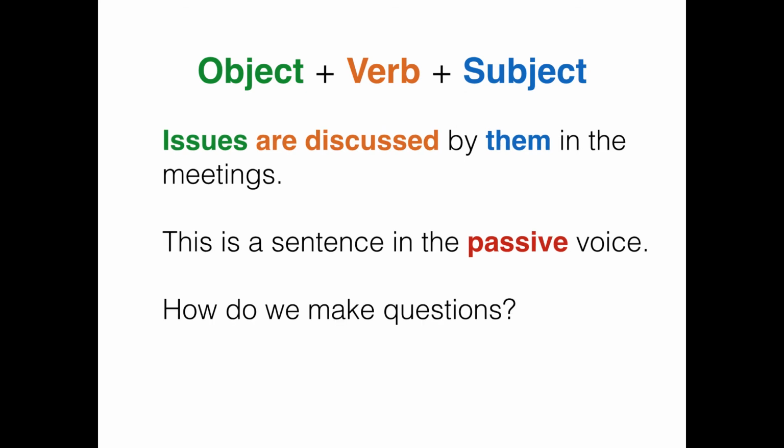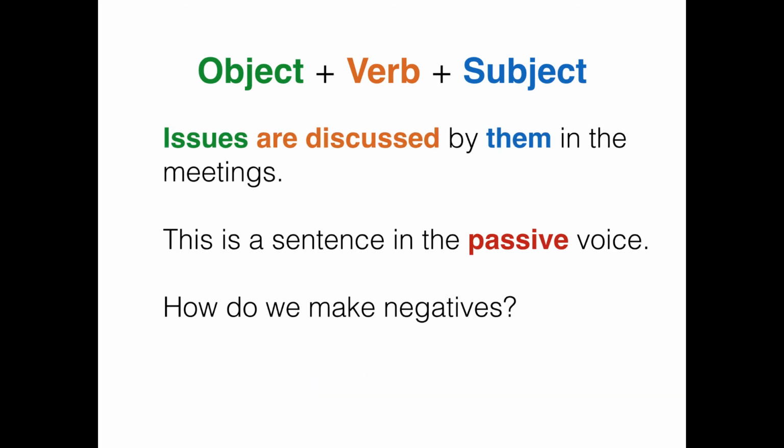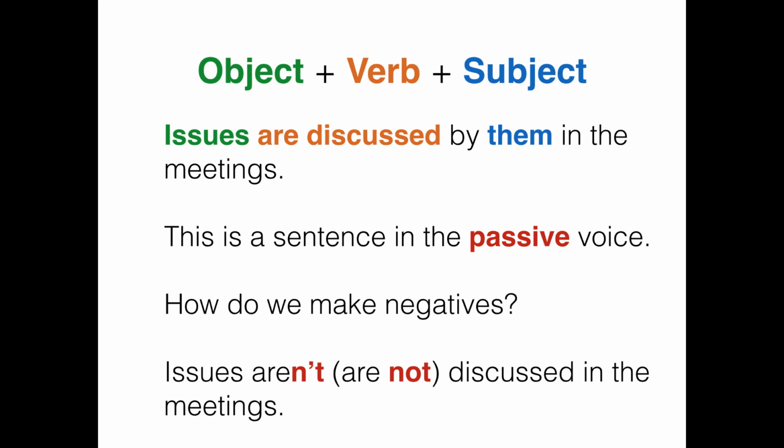To make questions, we just put the verb to be before the object. So: are issues discussed in the meetings? And to make negatives, we just put "not" after the verb to be. So: issues aren't, or are not, discussed.